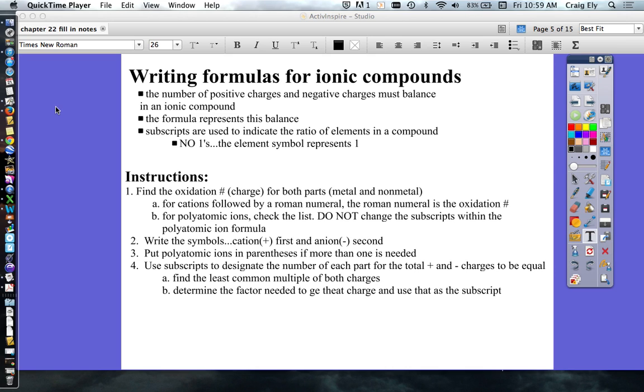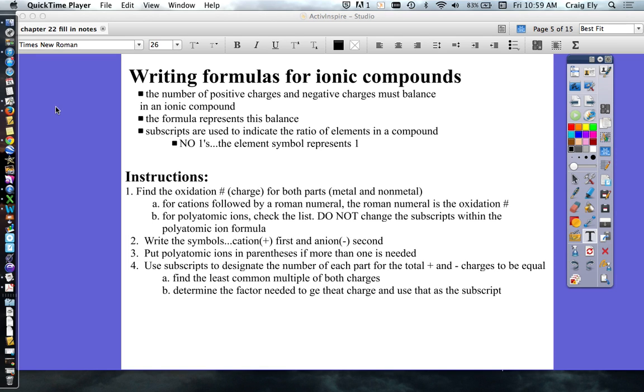Okay. And then for polyatomic ions, you'll have a list of those. You can check the list for the charges for each polyatomic ion. Remember, you cannot change the subscript in the polyatomic ion, because if you do that, then you've changed the polyatomic ion, and it might not even be a polyatomic ion anymore. So you can't change the subscripts within that polyatomic ion.